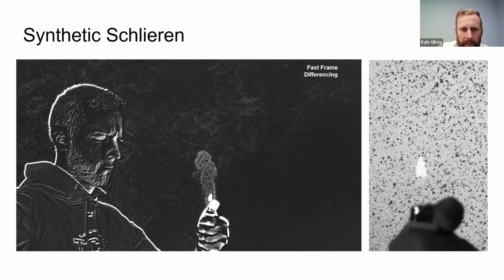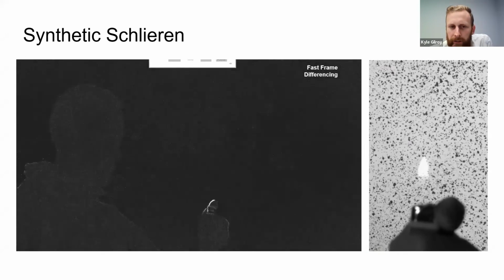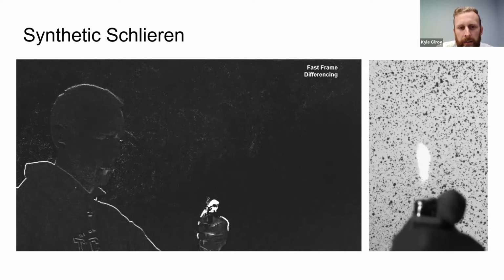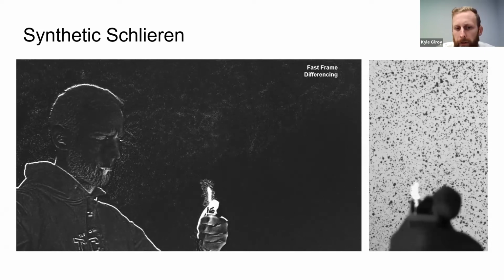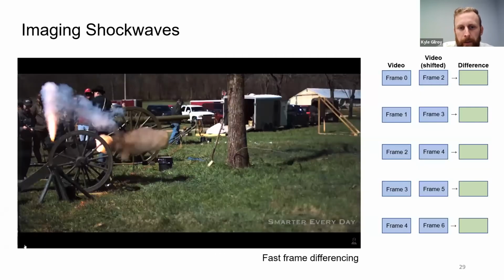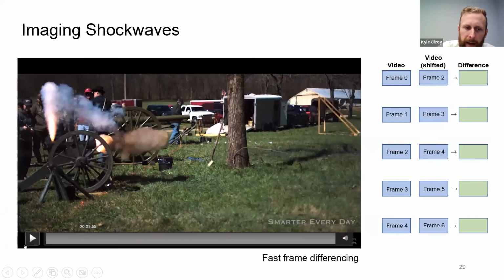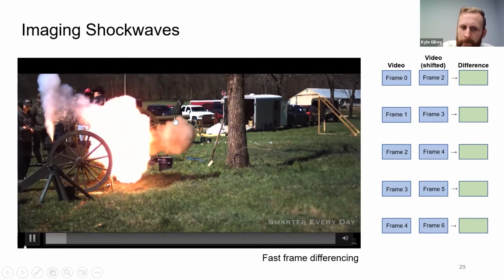Now, fast frame differencing is good, but as you can see, you basically have a binary type result. And this doesn't have that much detail as compared to, for example, background-oriented Schlieren, which is different, all right? Here's a test done by Destin Sandlin of Smarter Every Day. He did the same type of test. Instead, he took a cannon and he fired it, okay?